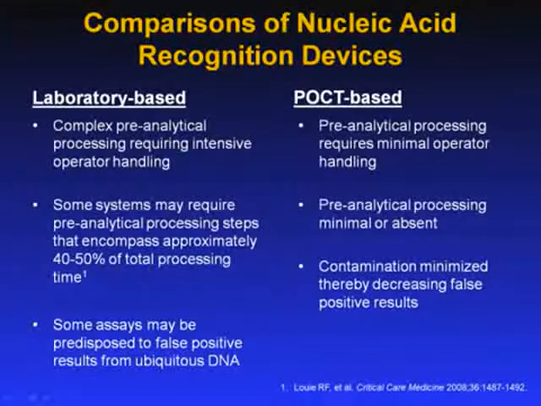A better solution, however, would be to eliminate the pre-analytical processing steps altogether by developing a point-of-care nucleic acid recognition device that performs automated pre-analytical processing steps inside the system. This effectively will decrease the chances of ubiquitous DNA contaminating the reaction mixture and will in turn decrease the false positive results.